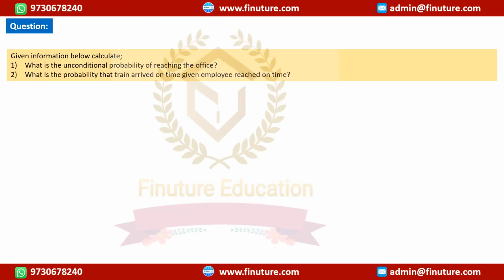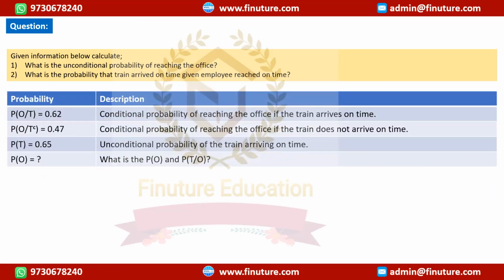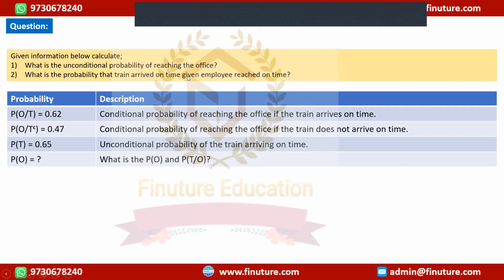So let's have a look at the question. We will be given some information, and we have been asked to calculate, in the first part of the question, an unconditional probability, and in the second part, a conditional probability. If you notice the word "given", it means something has already happened. And these are the options.